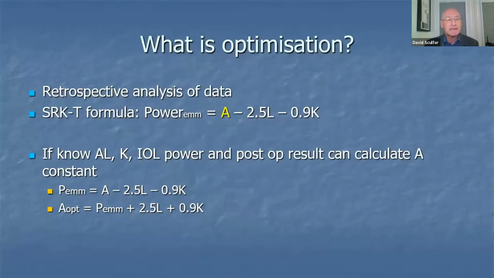So again, coming back to the SRK/T formula, we've got their power for ametropia is the A constant minus 2.5 times the axial length minus 0.9 keratometry. And if you just rearrange that formula, once we know what the lens power was that we wish we had used, then we can make the A constant the subject of the formula.